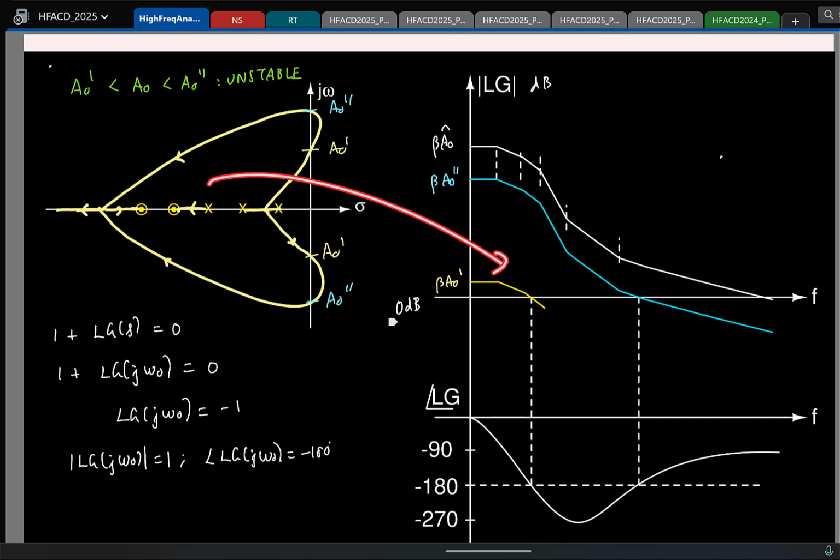So let's try to translate that here. This is the Bode plot, the magnitude plot corresponding to the gain a naught prime. This is the plot corresponding to a naught double prime. Which means any magnitude plot in this region will correspond to an unstable system in closed loop. Fine. So this is the region where you have an unstable magnitude plot. This is fine.